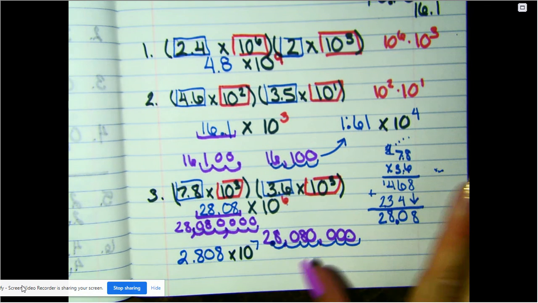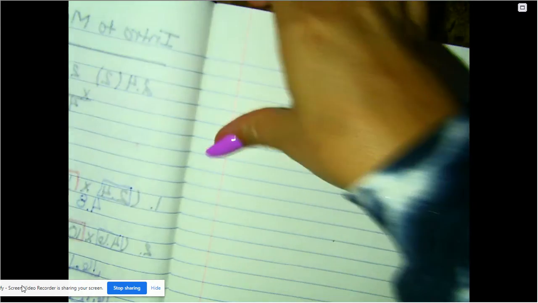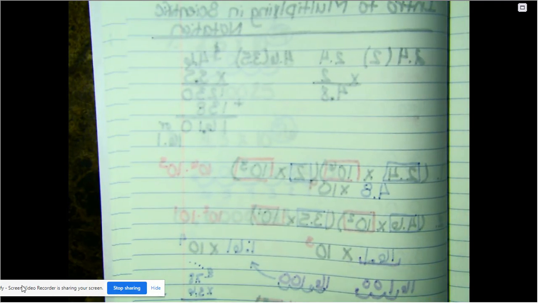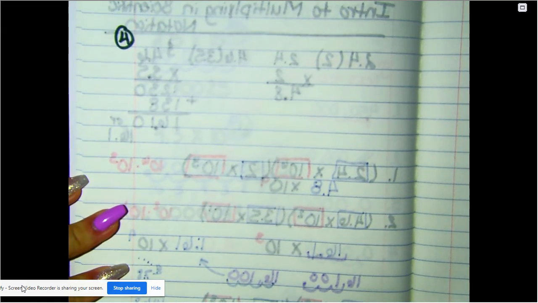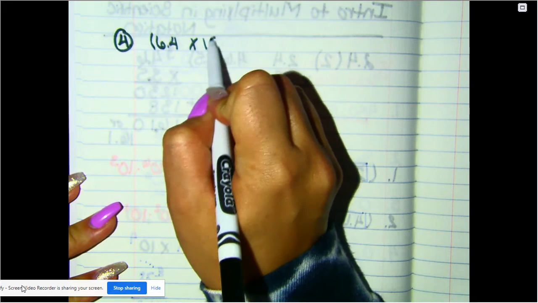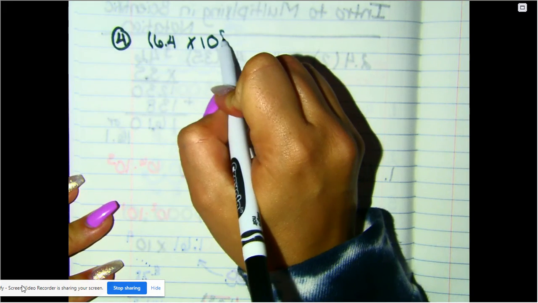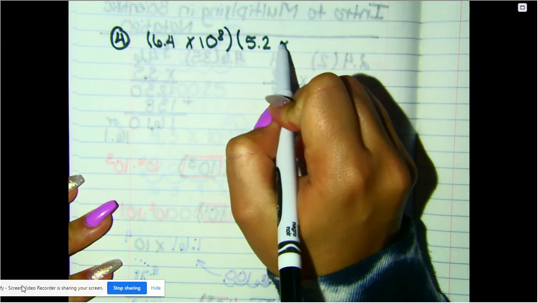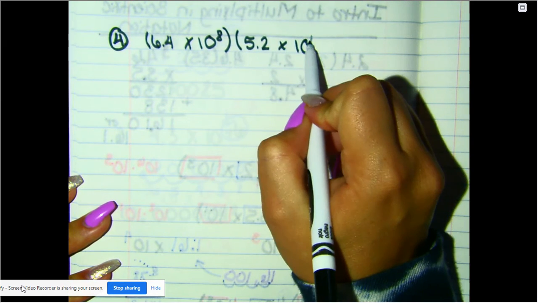Okay, let's do one more. I'm going to flip it over to the back. And that becomes example number 4. Okay, so in this example, we have 6.4 times 10 to the 8th power times 5.2 times 10 to the 4th power.